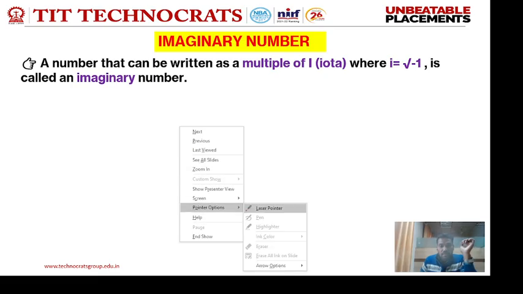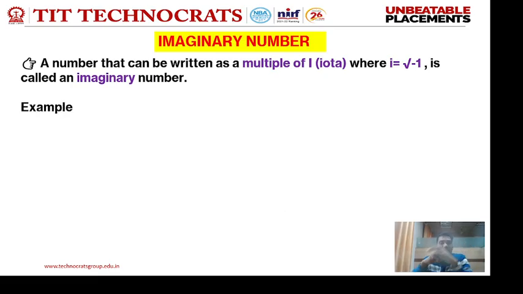Any real number multiplied by iota is called an imaginary number. Examples of imaginary numbers: iota, where iota is equal to root minus 1, and iota square is equal to minus 1. And 2 plus iota, 1 plus iota: this type of number is called a mixed number or complex number.